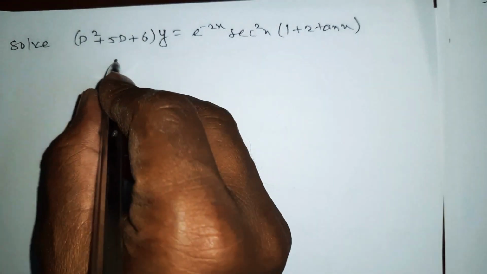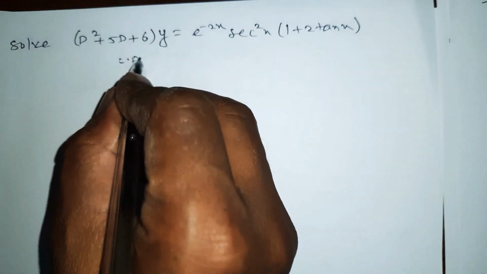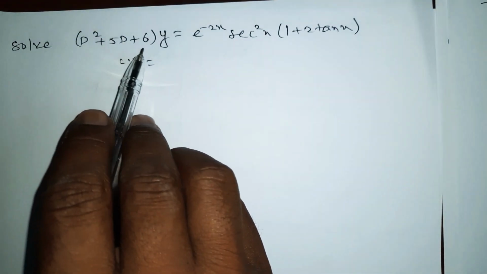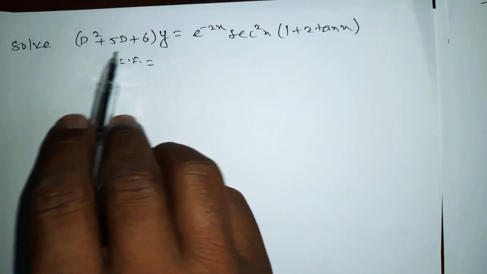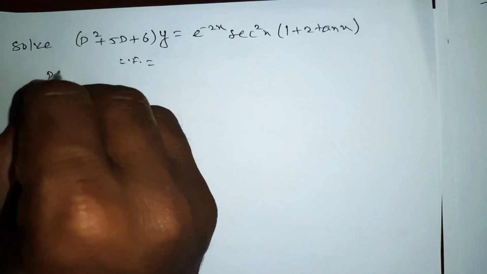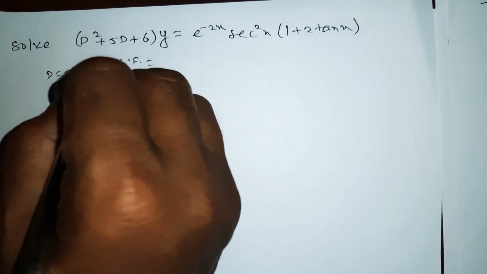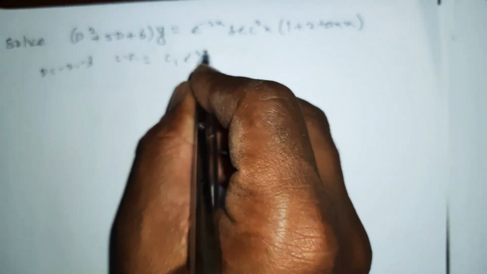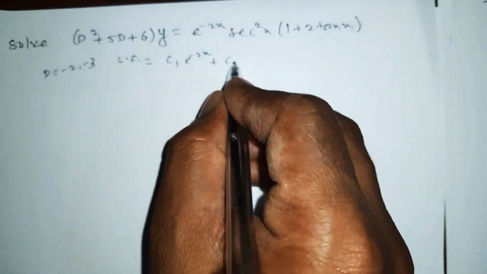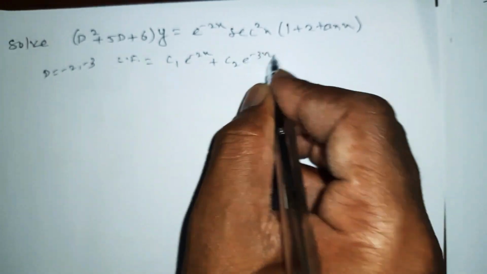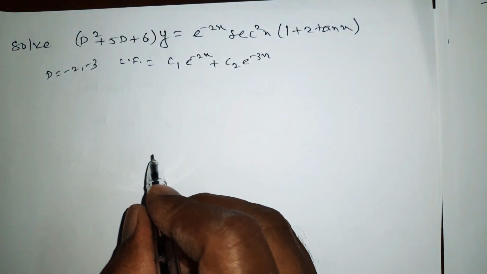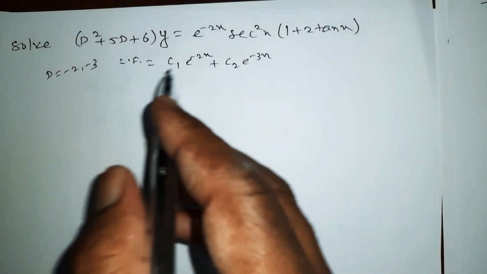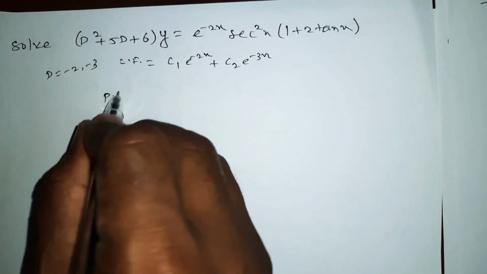So for D square plus 5D plus 6 operating on y, find the complementary function first. Find the roots of D square plus 5D plus 6. The roots are minus 2 and minus 3. So CF is C1 e raised to minus 2x plus C2 e raised to minus 3x. Now let us find the particular integral.